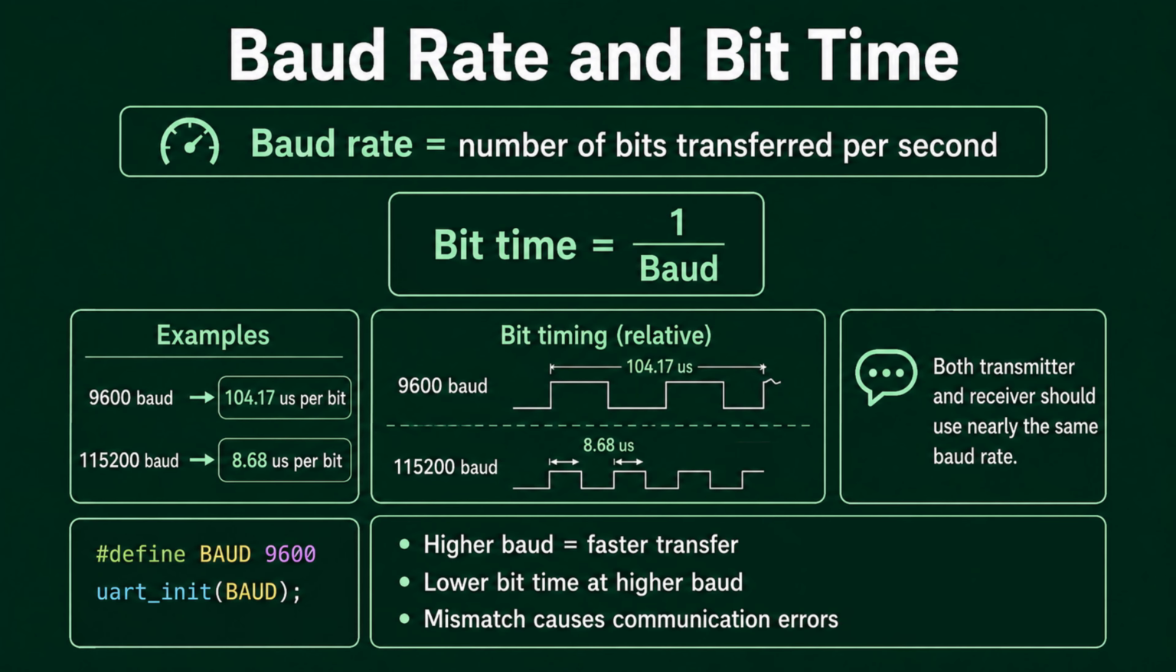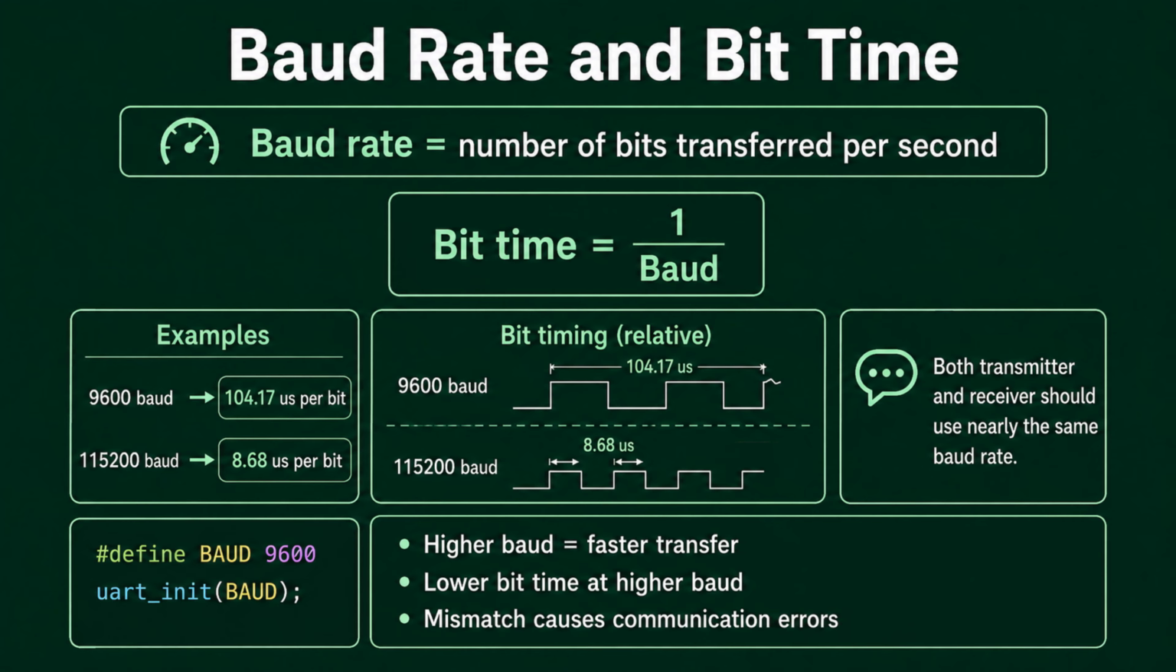Baud rate determines how quickly UART bits are transmitted. For standard UART communication, 1 baud normally corresponds to 1 transmitted bit per second. Therefore, a baud rate of 9600 represents approximately 9600 bits every second. The duration of 1 bit is calculated using 1 divided by the baud rate. At 9600 baud, 1 bit lasts approximately 104.17 microseconds. At 115,200 baud, 1 bit lasts approximately 8.68 microseconds.